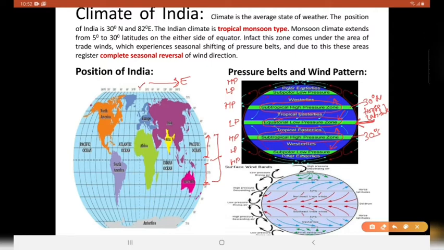Normally, at the ground, the air moves from a high pressure area to a low pressure area. In the northern and southern hemispheres, the wind moves from subtropical high pressure belts or zones to the equator where there is low pressure, creating the northeast trade wind in the northern hemisphere and the southeast trade wind in the southern hemisphere. You can see this is the northeast trade wind in the northern hemisphere and the southeast trade wind in the southern hemisphere.